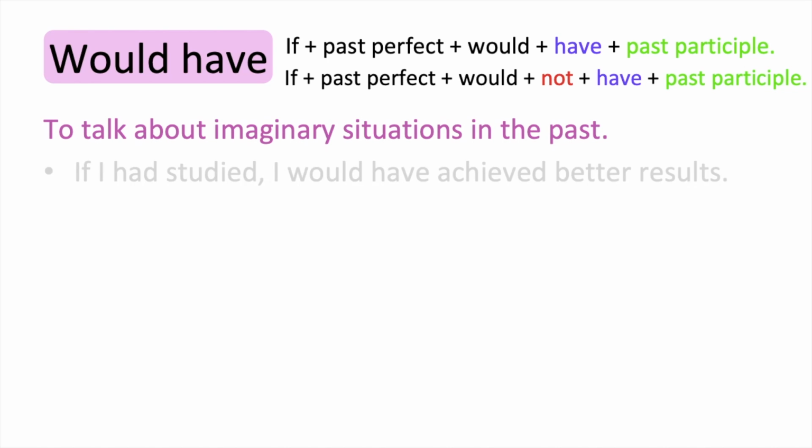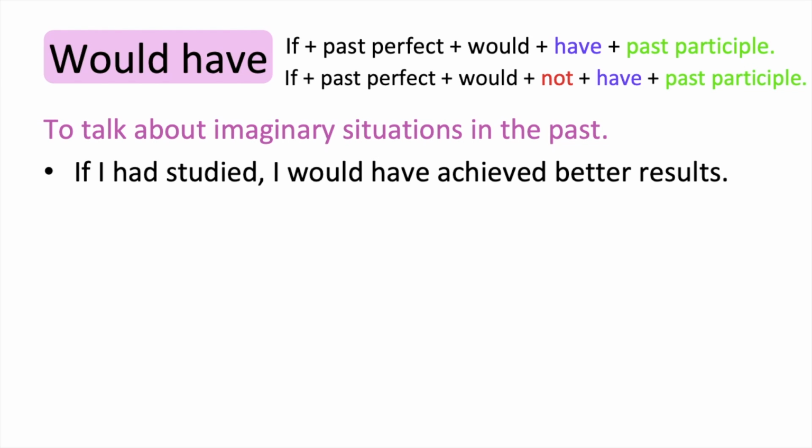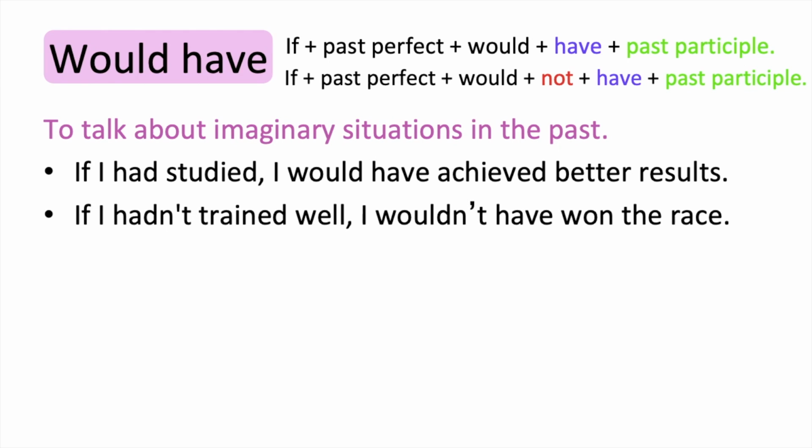For example, if I had studied, I would have achieved better results. This is a situation that is impossible. I know that I didn't study well for my exam, therefore I didn't achieve good results. But I am imagining that if I had studied, I would have got better results. Another example is, if I hadn't trained well, I wouldn't have won the race.